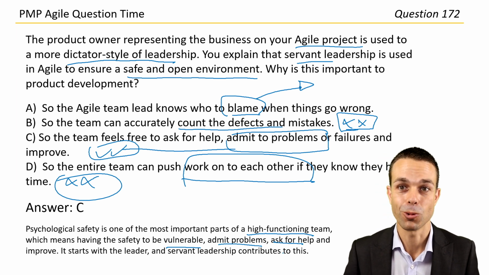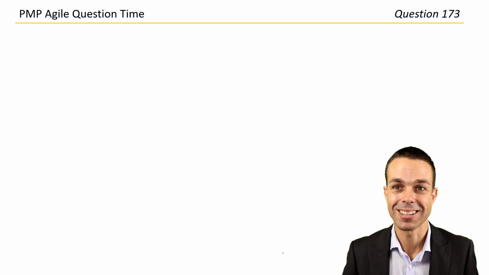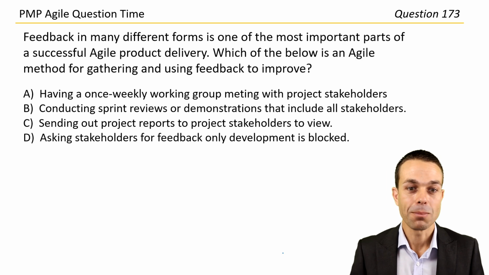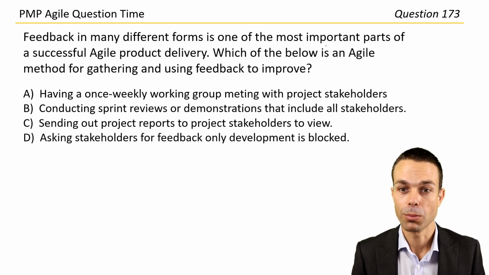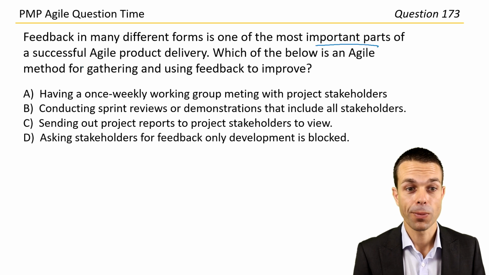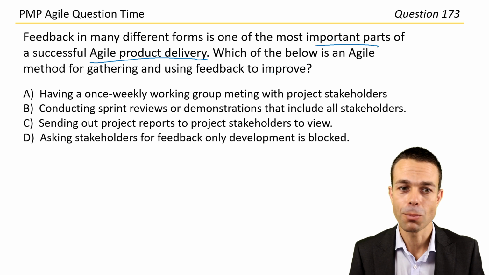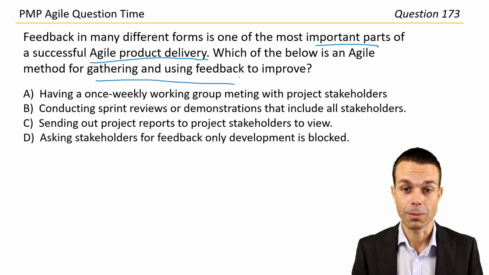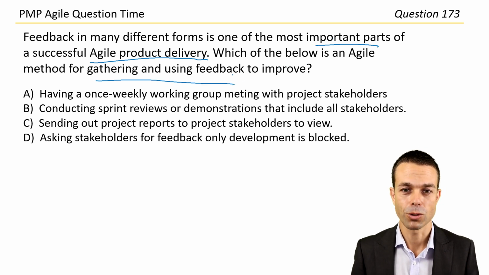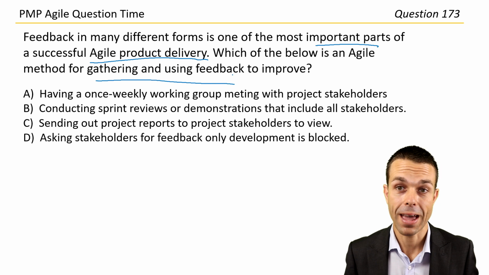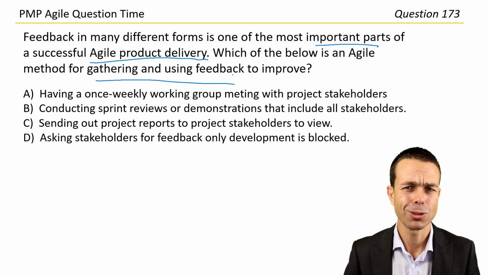So yeah, really good question for us. All right, let's get into the next one. Feedback in many different forms is one of the most important parts of a successful Agile product delivery. Which of the below is an Agile method for gathering and using feedback to improve? Oh, this is good. And Agile is all about feedback and also about improving. So this should be fairly easy.